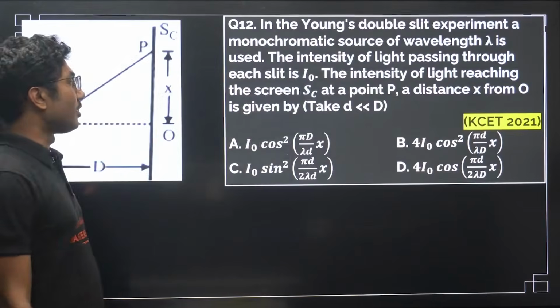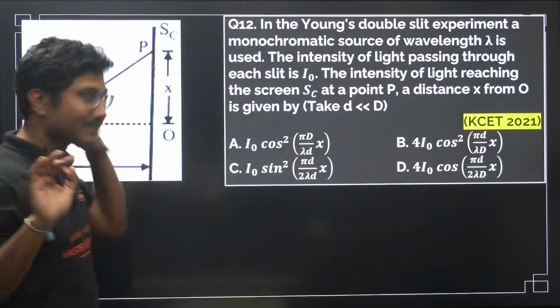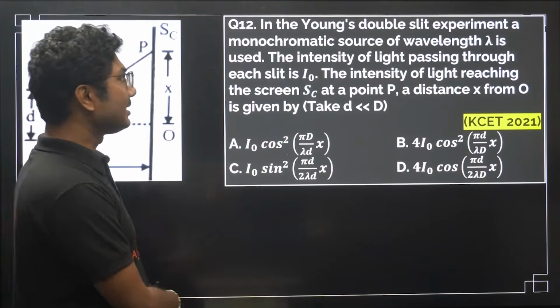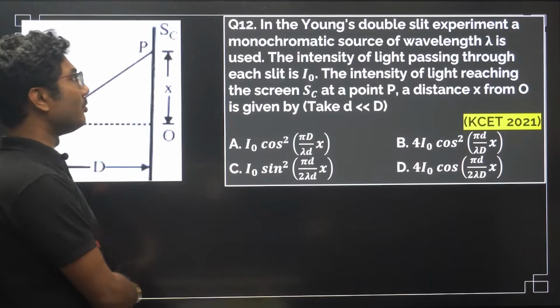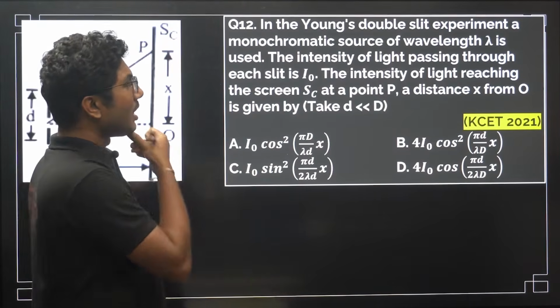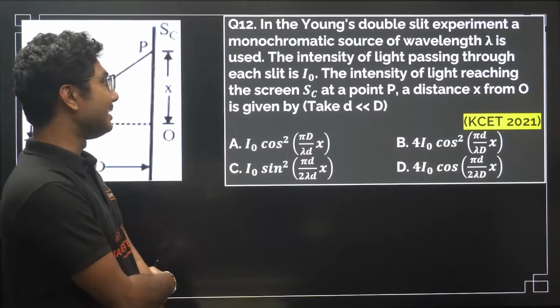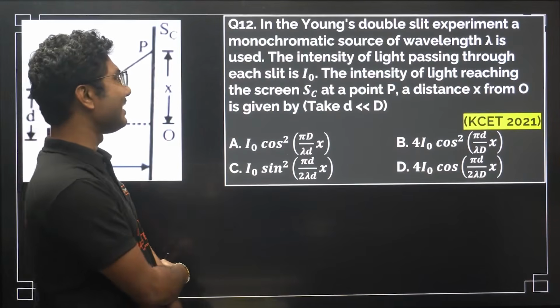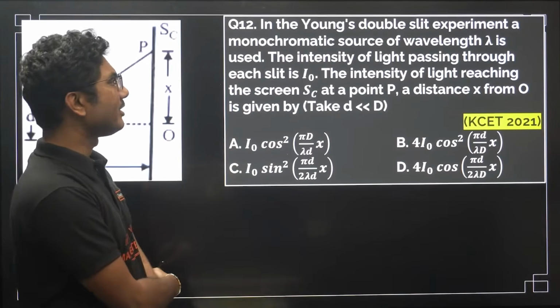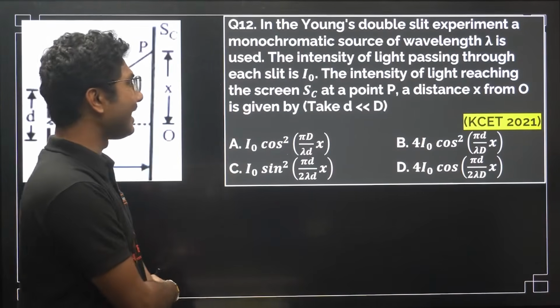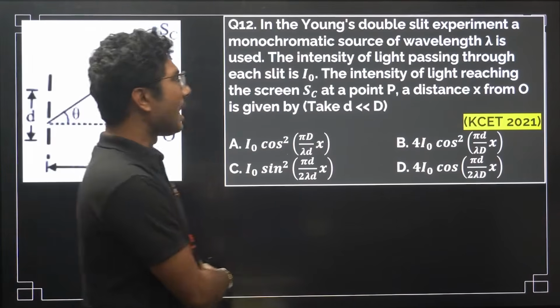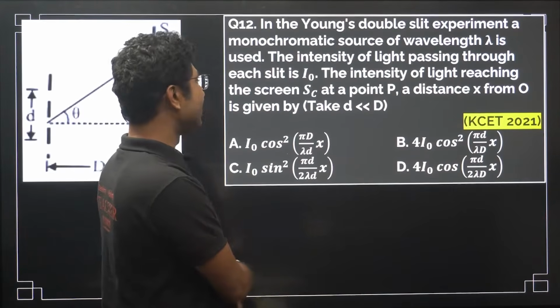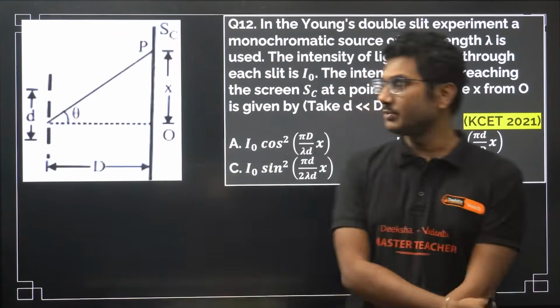So option A, 1 and 3 are correct. Now let's move on to the next question. This is a slightly tricky question. In Young's double slit experiment, a monochromatic source of wavelength lambda is used. The intensity of light passing through each slit is I0. The intensity of the light reaching the screen at point P, a distance x from O, is given by... d is very, very small compared to D.